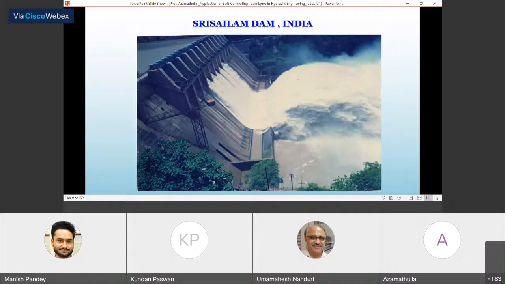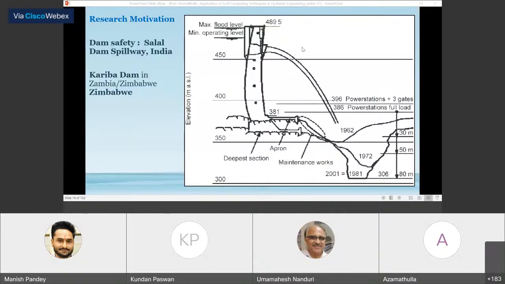Next slide, please. So this is about Srisailam Dam spillway in Kurnool district.